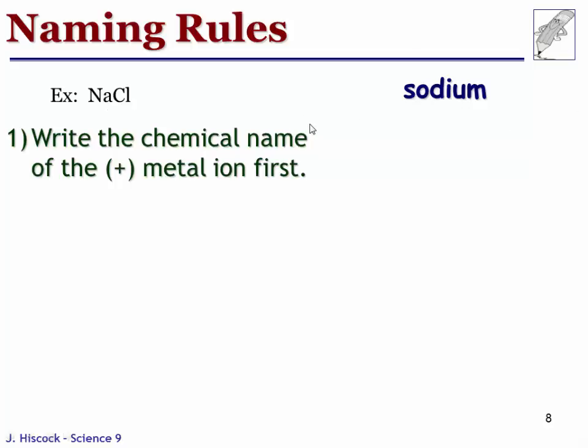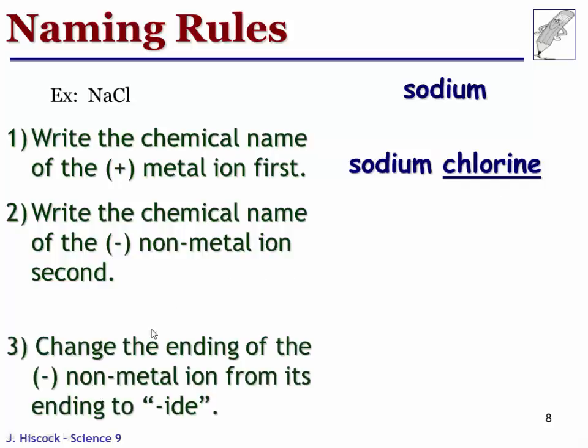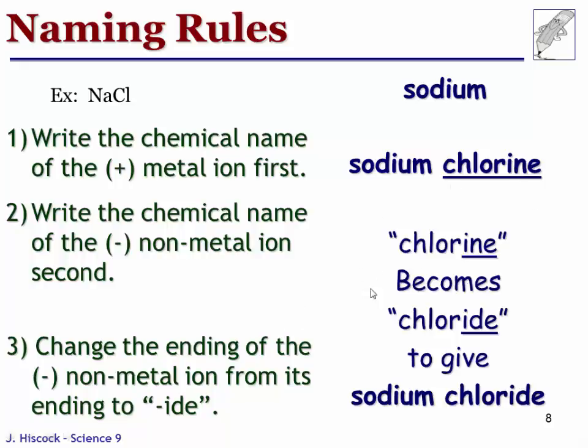Na is sodium. Then you write the name of the second element, the nonmetal, so sodium chlorine. And then the third thing you do is change the ending of the nonmetal to an IDE ending. So this becomes sodium chloride. This is how you name ionically bonded chemicals.